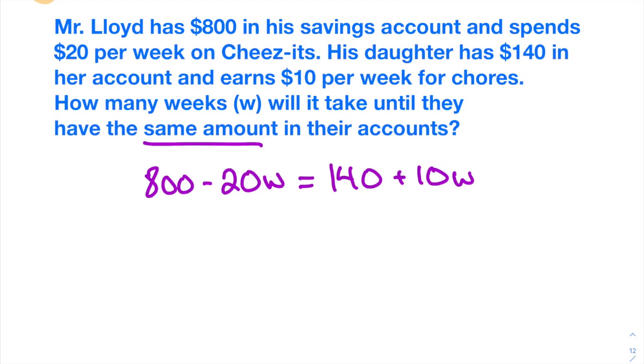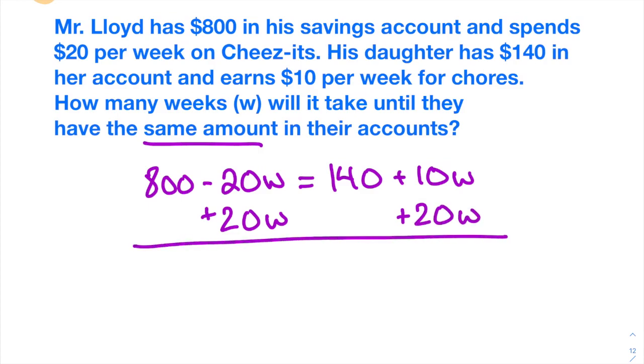So let's solve. To do this, it's very simple. Just look at your two variable terms, negative 20w and positive 10w. Look for the smaller term. In this case, it's negative 20w, and eliminate that. Get rid of it. The only way to get rid of it is to add the opposite. And of course, if you add to one side, you have to add to the other. But just add the opposite. And look, negative 20, positive 20, they completely cancel out.